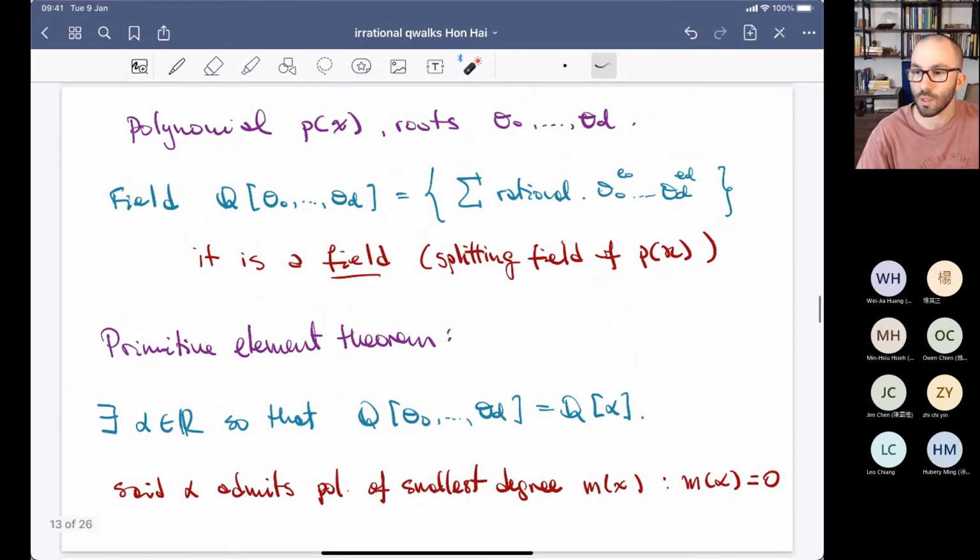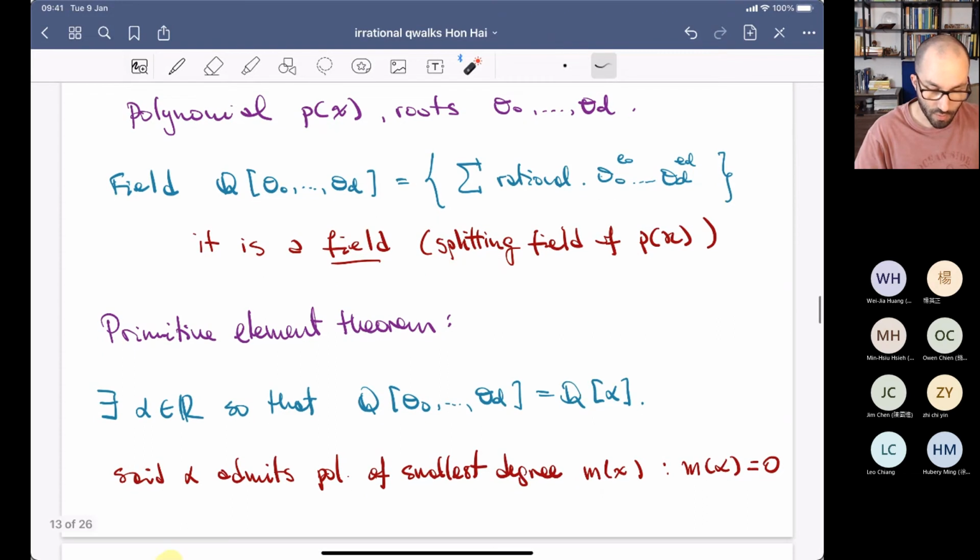And the answer lies in standard algebraic number theory. So if you have a polynomial p, and in my mind now this is going to be the characteristic polynomial of the graph whose roots are the eigenvalues, you can simply think of the field, the extension field that starts with rational numbers and adds these guys. So this is basically the set of all things that are rational numbers times powers of these eigenvalues. Okay. So this is a field. It lies between Q and R. It's an extension field of Q, and it receives the name of a splitting field of your polynomial.